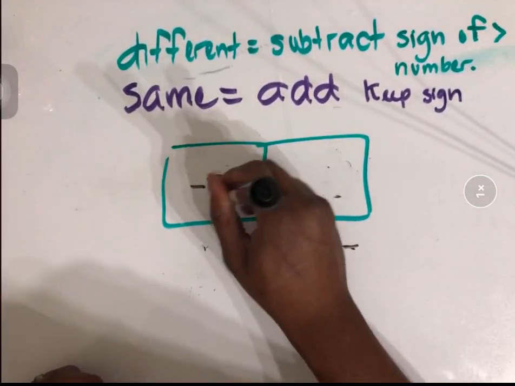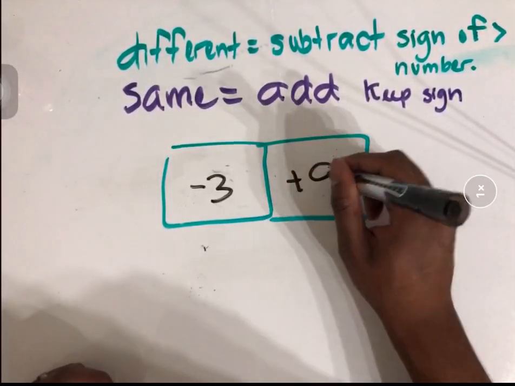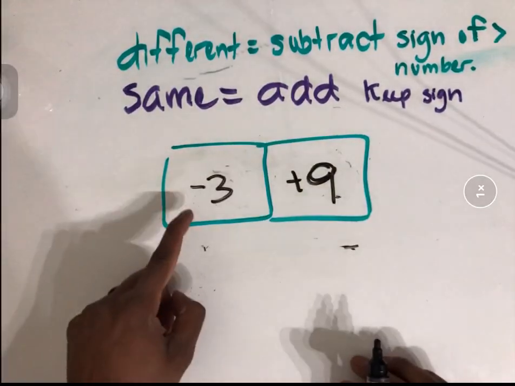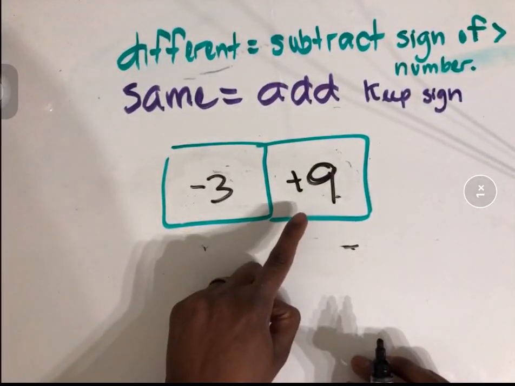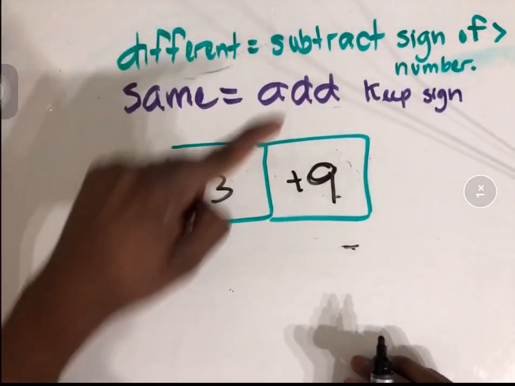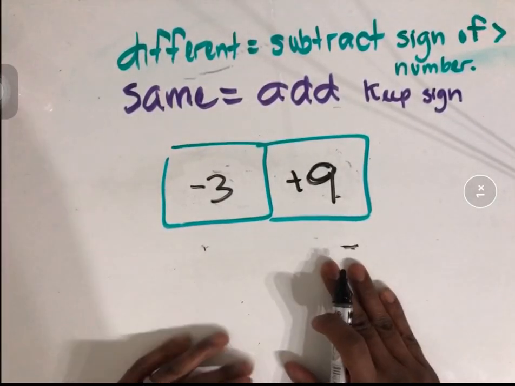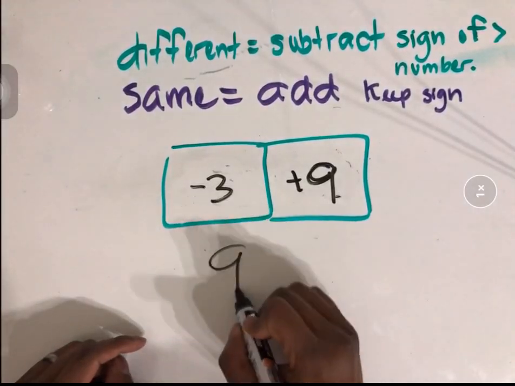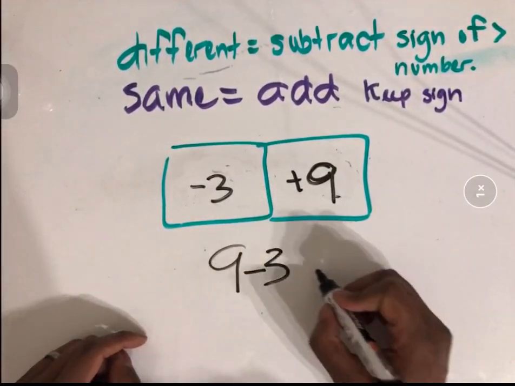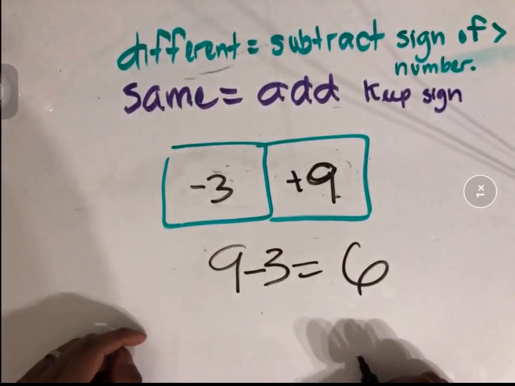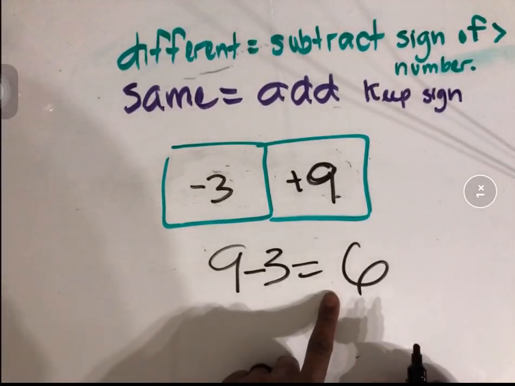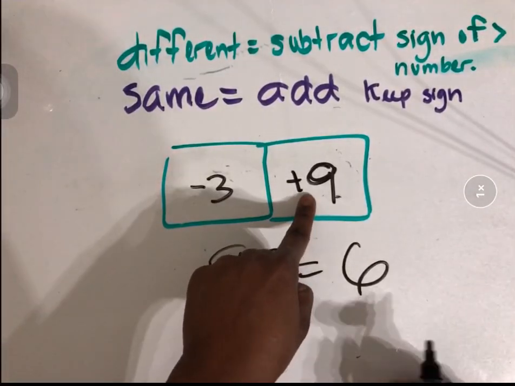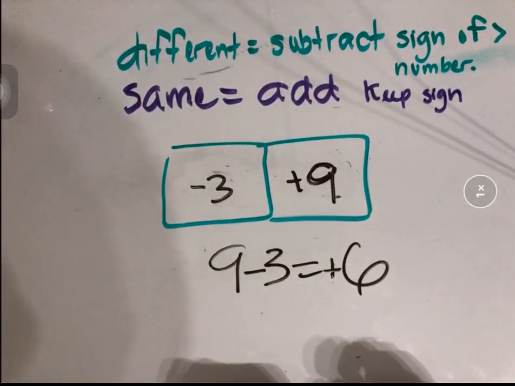Let's do -3 and +9. Different signs. So what do I do? I subtract. And we're always going to subtract from the bigger number. So even though they're in different order, I'm going to take away from my bigger number. So I'm going to do 9 minus 3. That's going to give me 6. What's going to be my sign, positive or negative? Well, my bigger number is a positive, so my answer must be a positive.